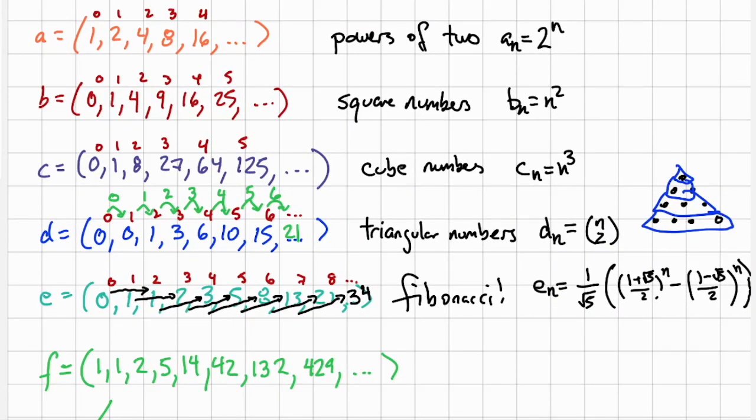Here's the sequence 1, 1, 2, 5, 14, 42, 132, 429, ... In combinatorics, this sequence is just as famous as the Fibonacci sequence, but most people haven't seen it up until this point. It's called the Catalan numbers.